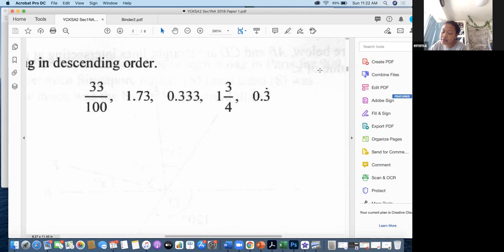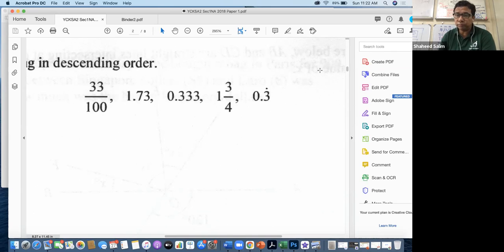0.3 with a dot above, or 0.333, or 33 over 100. Which one? You can write it down. Why don't you write it down? You can see it clearly. If you cannot see it clearly, you've got to write it down. Then you can see it. Okay, I'm going to write it down for you. You have a look.